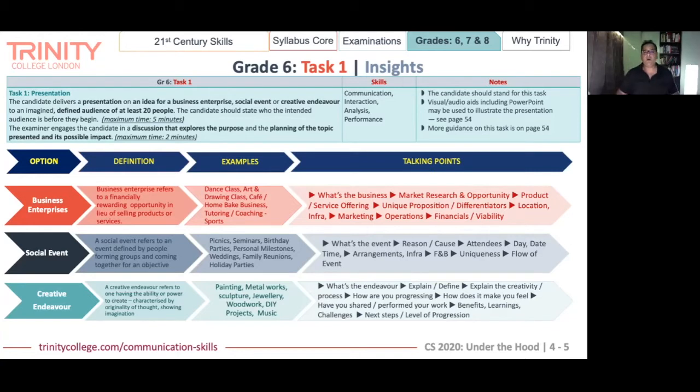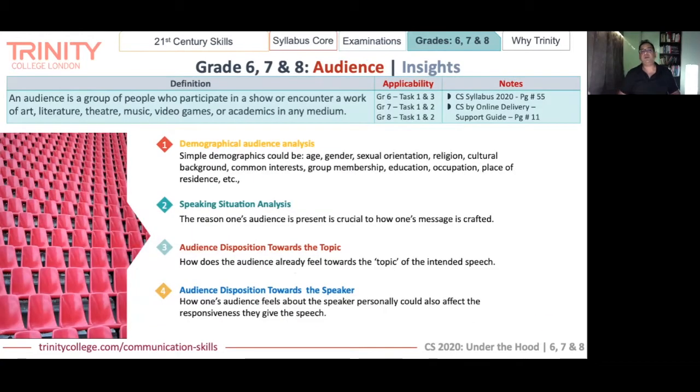Now, I want to get to this part next, which is this whole thing of audience, because grades 6, 7, and 8 at various tasks, all right, have the element of an audience involved. So, to be clear, how does one understand what an audience is, and how does one create a distinction in terms of by profile or by situation or by the way they approach you? So let me just take you through this very quickly.